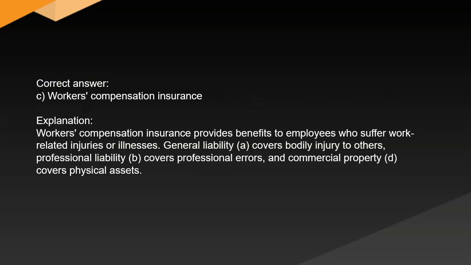Correct answer: C, workers' compensation insurance. Explanation: Workers' compensation insurance provides benefits to employees who suffer work-related injuries or illnesses. General liability, A, covers bodily injury to others. Professional liability, B, covers professional errors. And commercial property, D, covers physical assets.